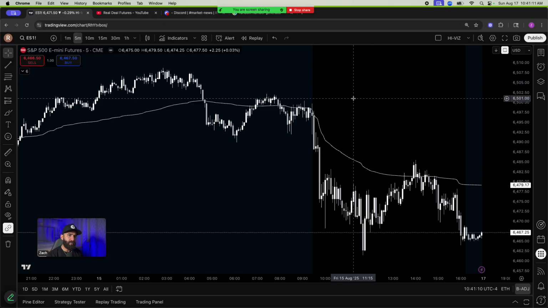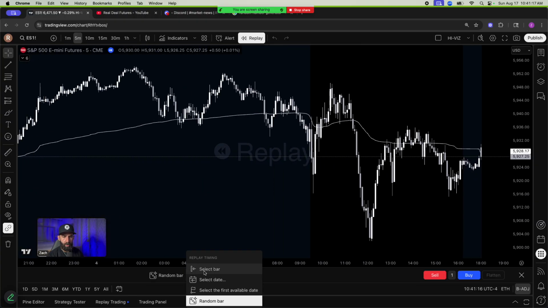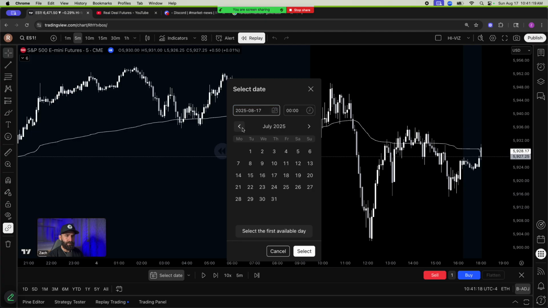So we got TradingView in replay mode. We're on the 5-minute chart. We're going to go back in time and I'm going to break down what the heck we're doing here. Oh, that's random bar. Sorry. Select date. We are going to the start of September of last year. We're going to go to 9:30 a.m. Let's talk about this strategy, what we're going to do, what we're going to backtest here.